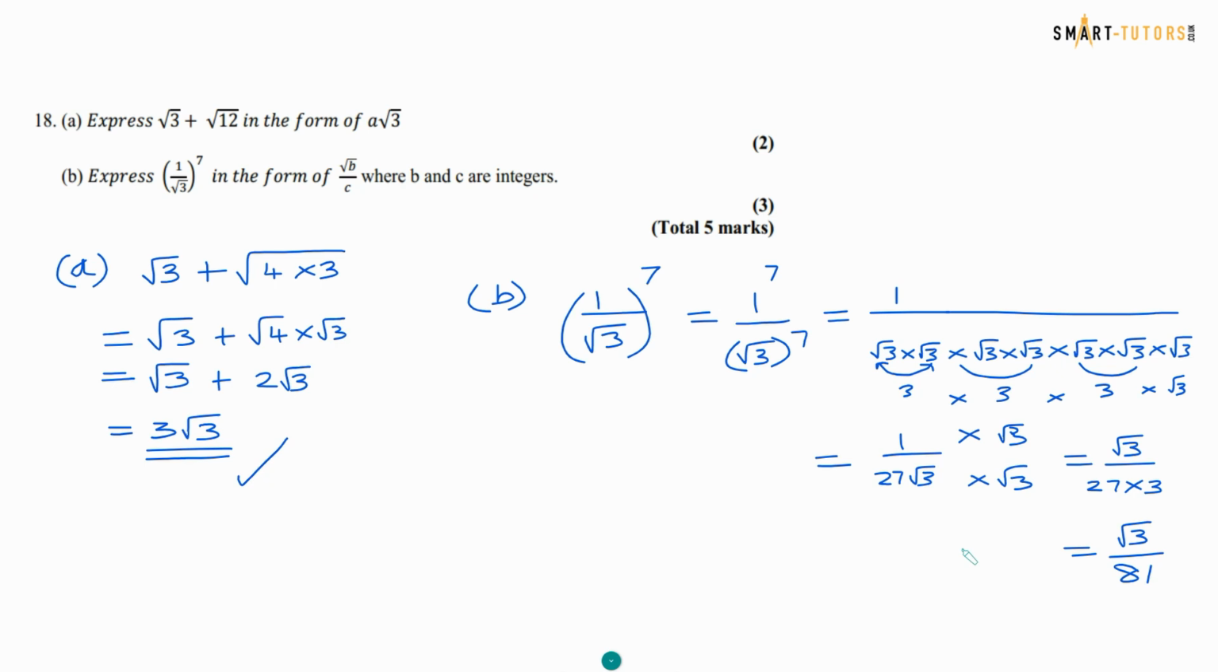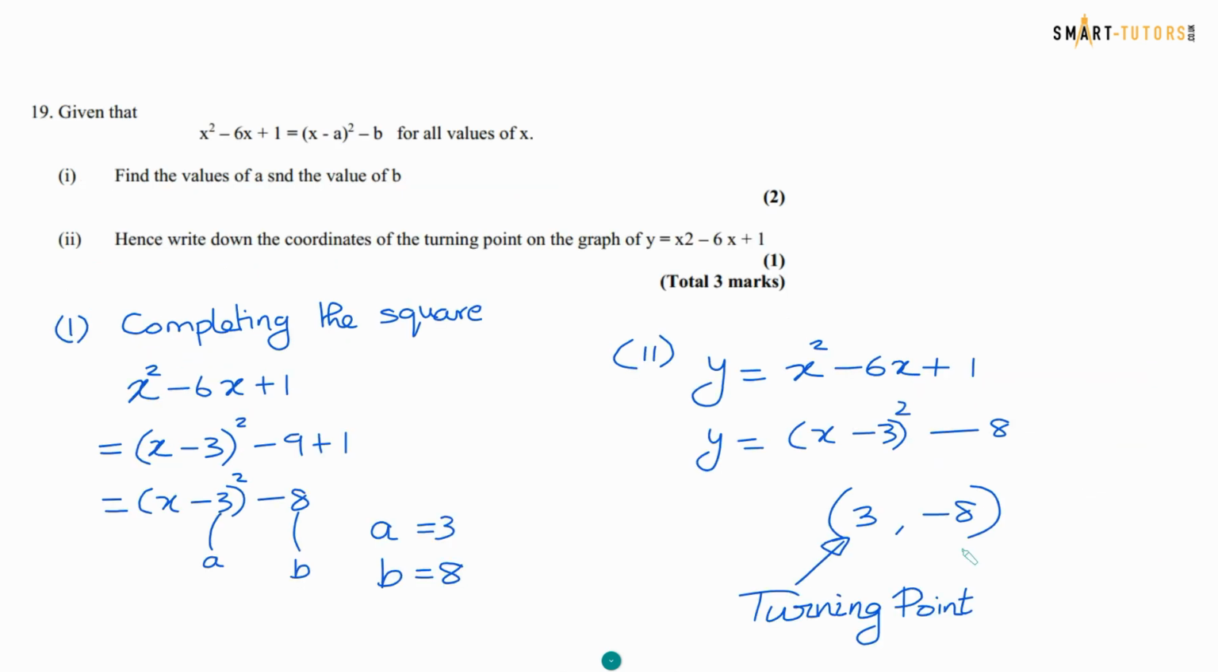If you rationalize the denominator, multiply root 3 on both sides: root 3 over root 3 times root 3 is 3. 3 times 27 is 81, so root 3 over 81. That is the answer for question number 18. Let's move on to question number 19.